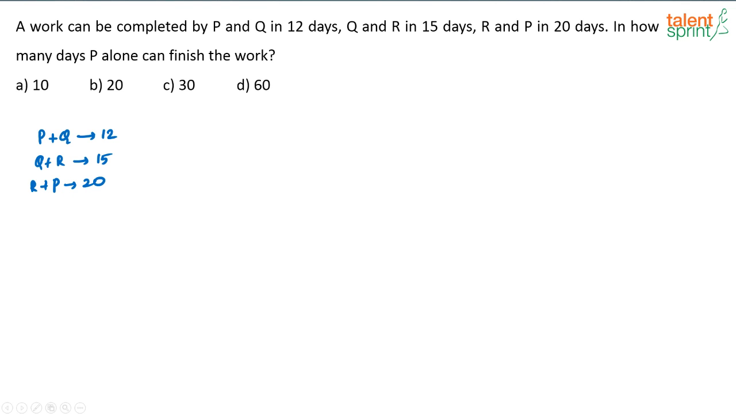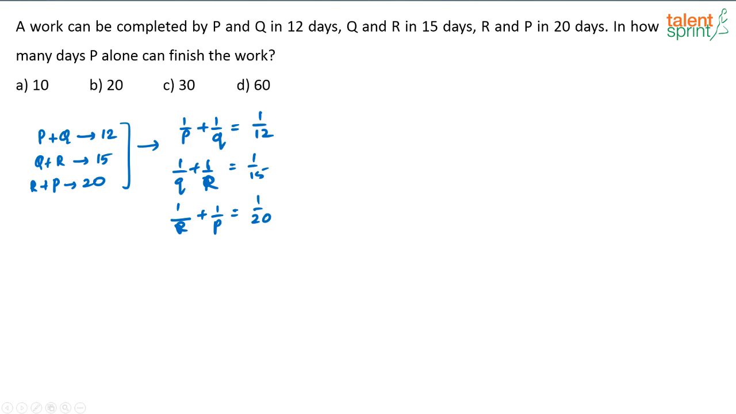So in the normal unitary method, how will you solve this question? You will write 1 by P plus 1 by Q. In one day, P and Q will finish 1 by 12th of the work. In one day, Q and R will finish 1 by 15th of the work. In one day, R and P, right? They will finish 1 by 20th of the work. You will write like this, you will find out the value of P, Q and R, and then you will find out what is the value of P and get the answer. This is the normal way in which you would approach the question, that is using the unitary method.